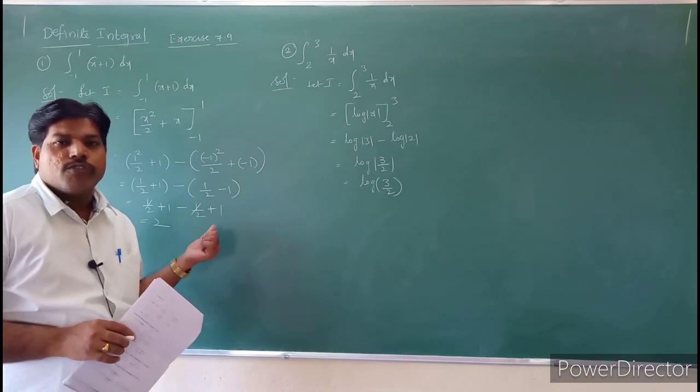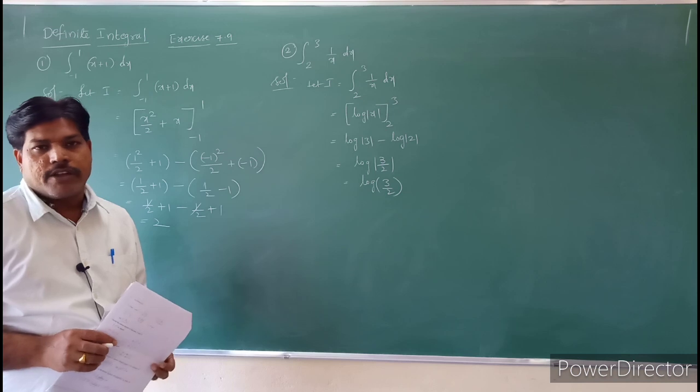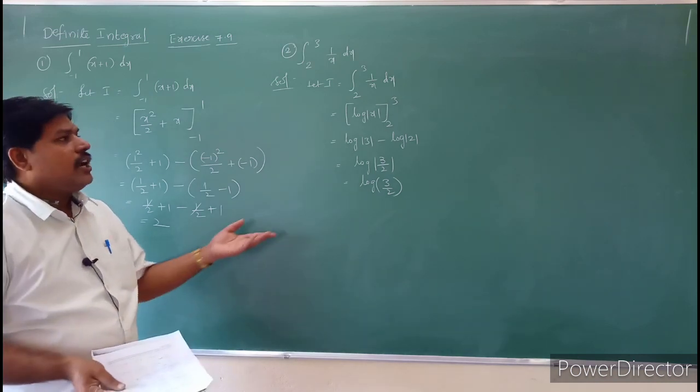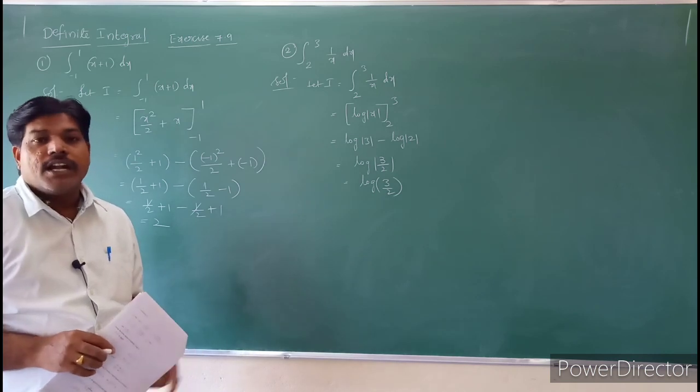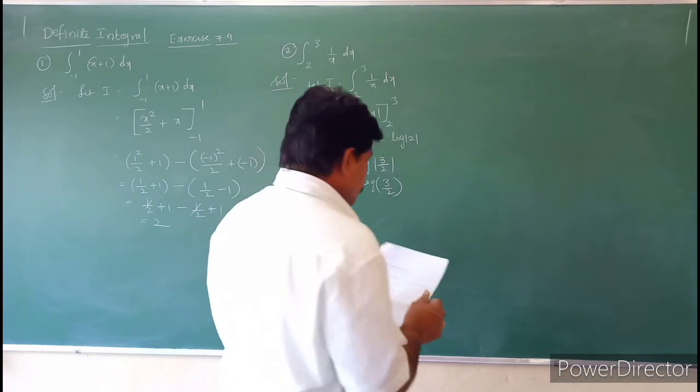Here it will give you the unique value. In the previous one it will give you a family of curves, it is not unique, that's why we are saying that it is an indefinite integration. But here it will give you the unique value, it is called a definite integration. Okay. So see the next one.